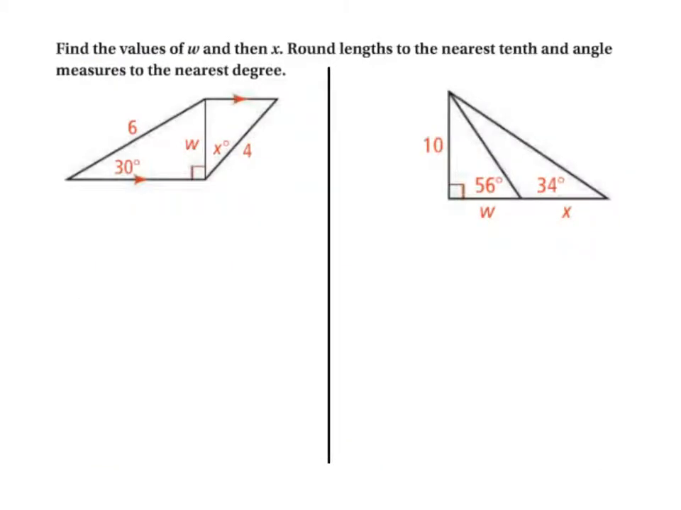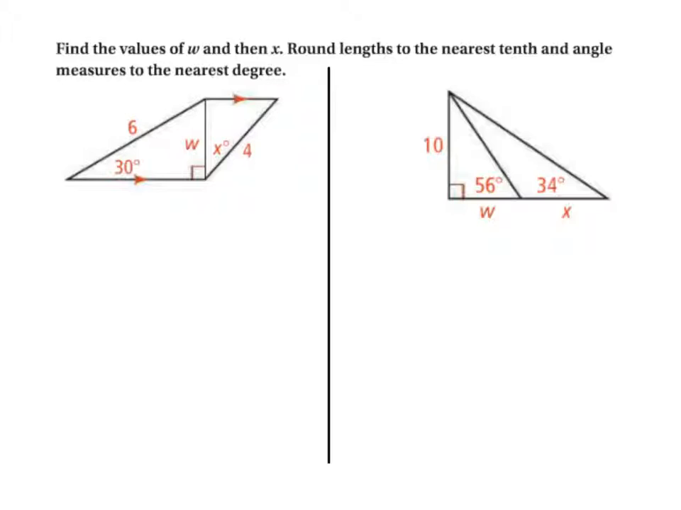Okay, last two problems. All right, done with kind of the word problem things, but still going to be doing some SOHCAHTOA in here. Just merging triangles together so you can kind of see the right triangle that happens within there. So this says find the values of W and then X, round lengths to the nearest tenth, and angle measurements to the nearest degree. Okay, got it. Let's start over here on the left.